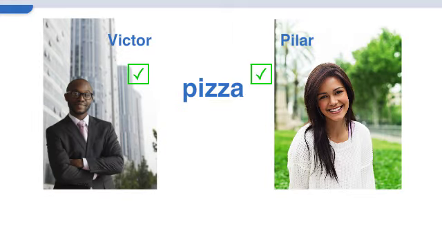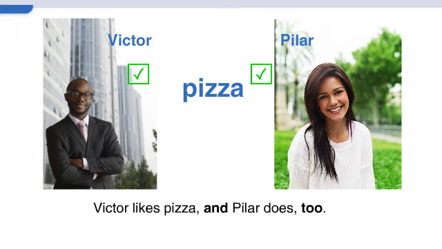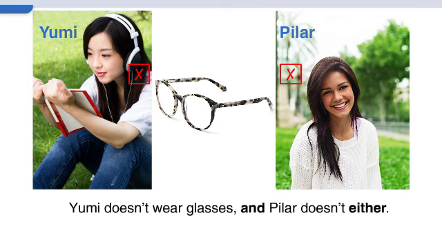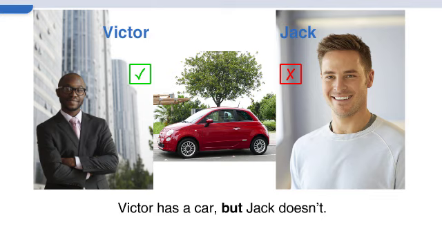Check your understanding. Look at the pictures. Complete the sentence. Victor likes pizza, and Pilar does too. Yumi doesn't wear glasses, and Pilar doesn't either. Victor has a car, but Jack doesn't.